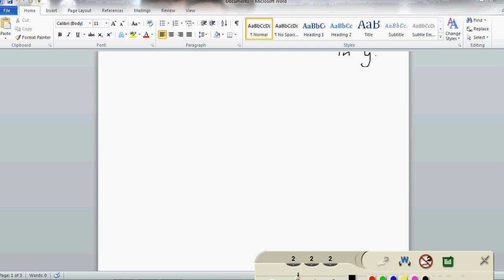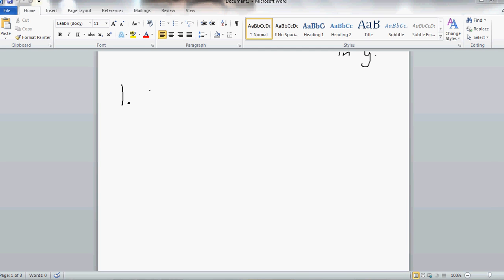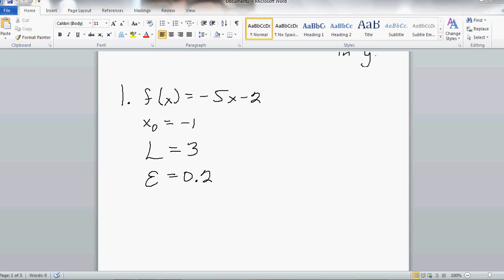Now, in order to do that, if we look at number 1, for number 1, we are told f of x equals negative 5x minus 2. We are told x sub 0 equals negative 1, L equals 3, and epsilon equals 0.2. Now this shouldn't be too terribly difficult looking at what we've been told. We're told the limit is 3 when x approaches negative 1. Well, if we plug in negative 1 here, negative 5 times negative 1 is 5. 5 minus 2 is 3. So the limit does equal 3.